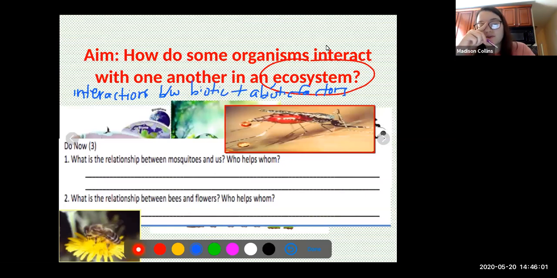So today's do now, we've got 2 questions. Number 1 says, what is the relationship between mosquitoes and us? Who helps whom? All right, well, there is a special word we use to describe this, but I'm not sure if you guys know it yet. However, you should feel pretty comfortable with this idea. I'm sure many of you have been bitten by mosquitoes before, and it's not exactly a pleasant experience. So right now, pause this video and write down, what do you think the relationship between mosquitoes and humans is? And as soon as you've written your answer, go ahead and press play and we'll go over it.